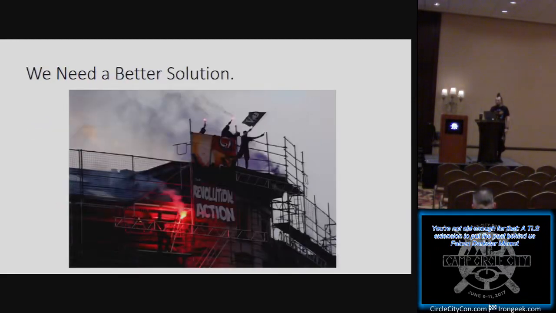It's lovely. So, I think we need a better solution. I don't think that what we're doing is working right now, and we need to just tear it down and start over.